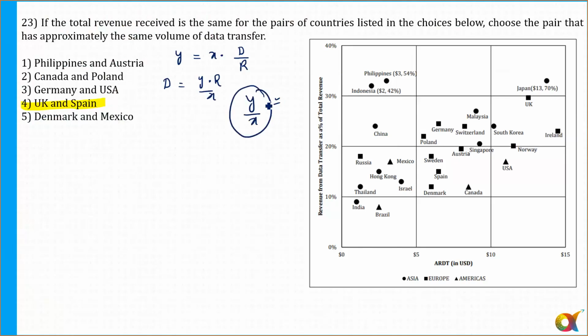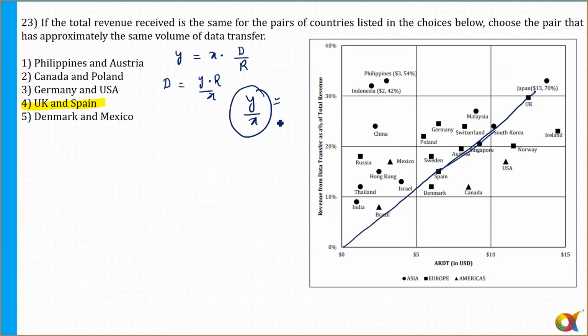Okay. So it is same for UK and Spain. You can calculate, or if I draw a line from the axis like this. It's not a straight line, but if I draw a perfectly straight line, you can easily observe that UK and Spain are lying on the same line. So you can do it without using any calculator.